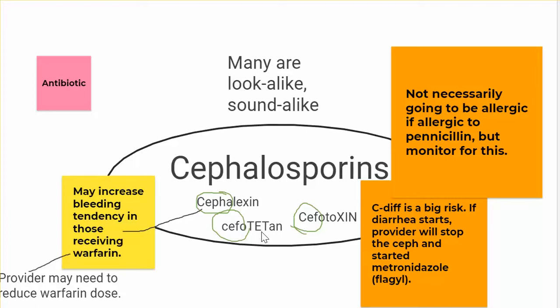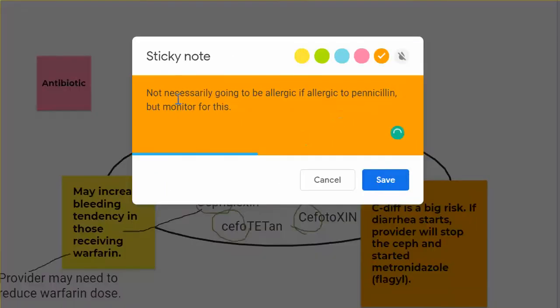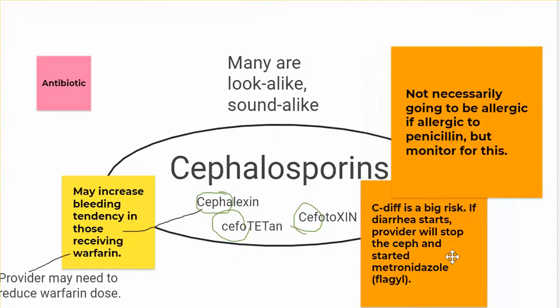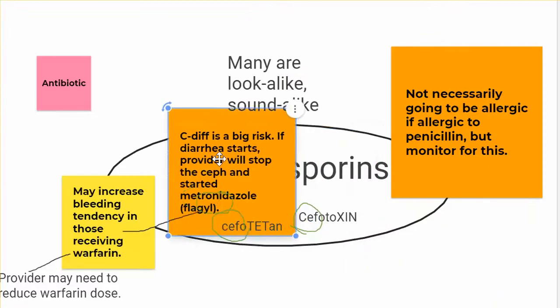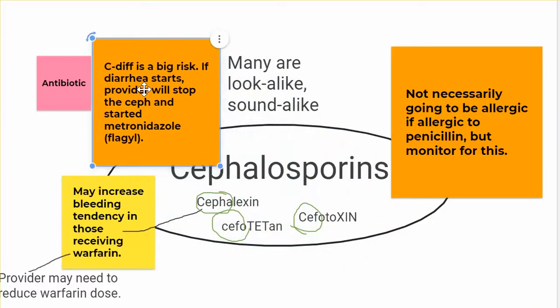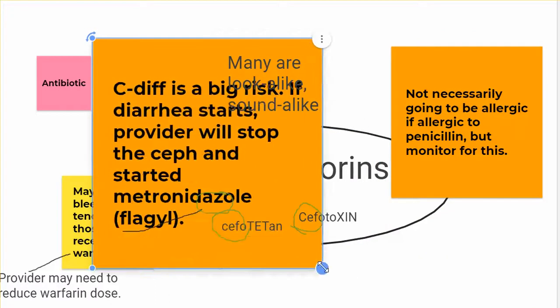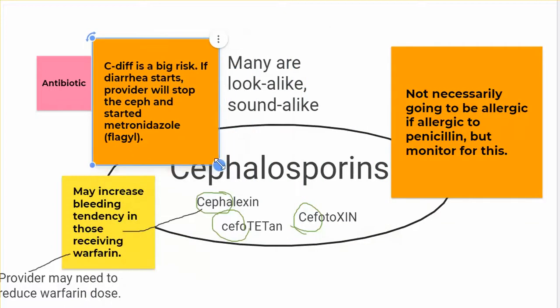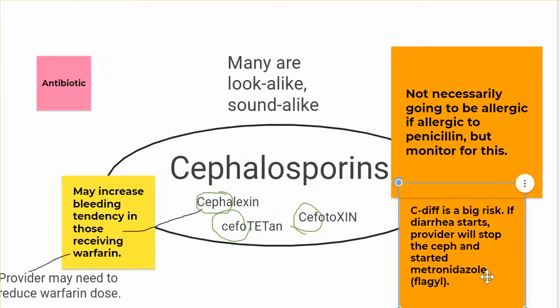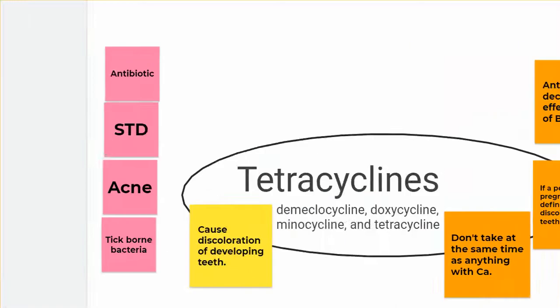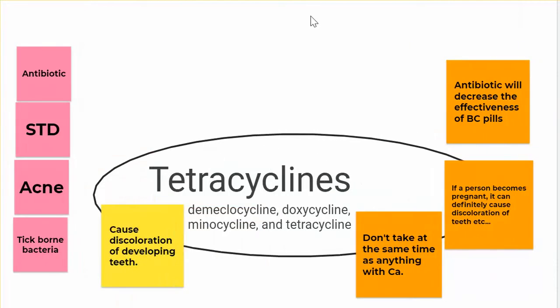So it's not necessarily going to cause an allergic reaction to somebody with a penicillin allergy. But we still monitor for that, okay? C. diff is a big risk, so if diarrhea starts, the provider will stop the cephalosporin and start metronidazole. Okay, and metronidazole is what you're going to be giving to treat the C. diff. Tetracyclines is another group of antibiotics.